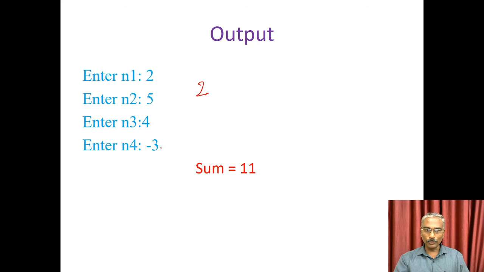So when you enter minus 3, immediately it will get out of the loop and sum is equal to 11. Sum is equal to 11. So this is the concept behind the break statement.